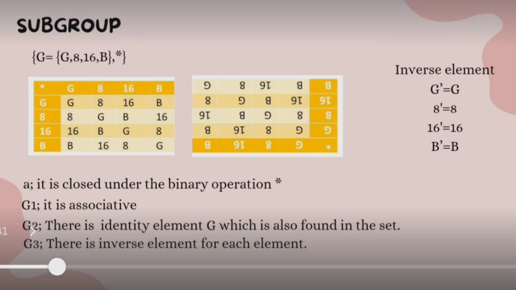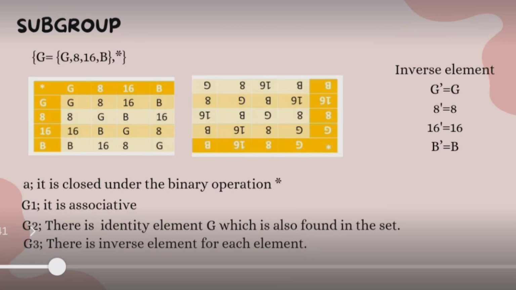So it also has an identity element, which is G, and it has an inverse element for each element, which you can see on the PowerPoint. The inverse of G is G, 8 is 8, the inverse of 16 is 16, and of course, the inverse of B is itself. So this is also closed under the same binary operation of G sub 8 because it has an identity as well as the inverse.